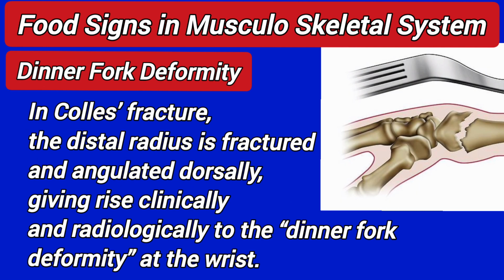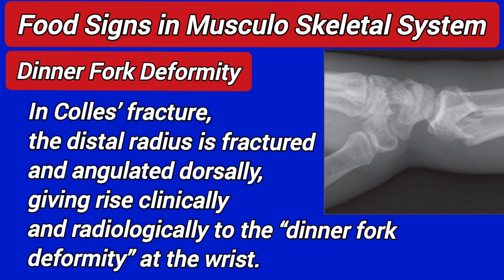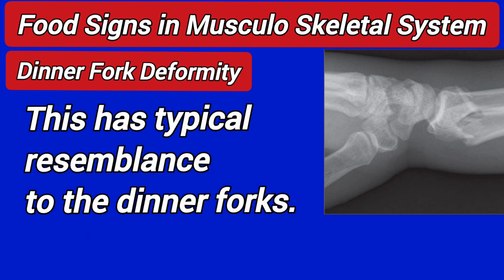Dinner fork deformity. In Colles' fracture, the distal radius is fractured and angulated dorsally, giving rise clinically and radiologically to the dinner fork deformity at the wrist. This has a typical resemblance to dinner forks.